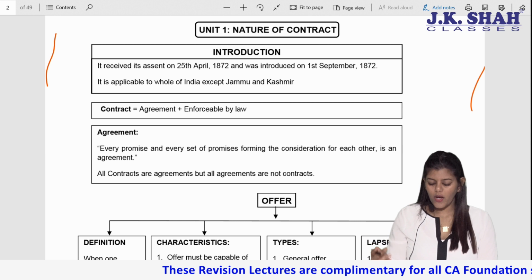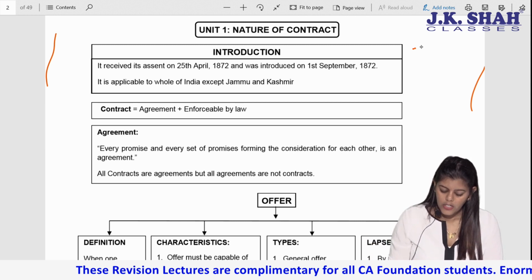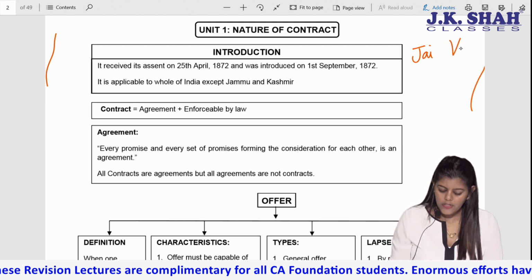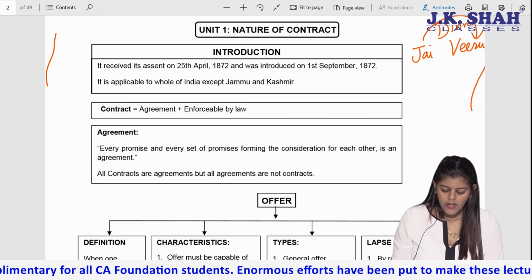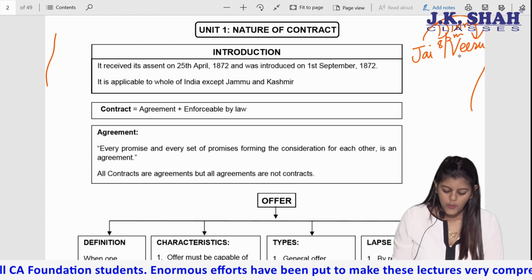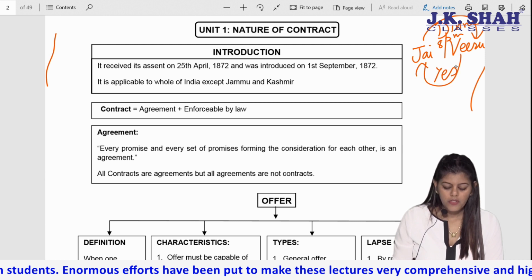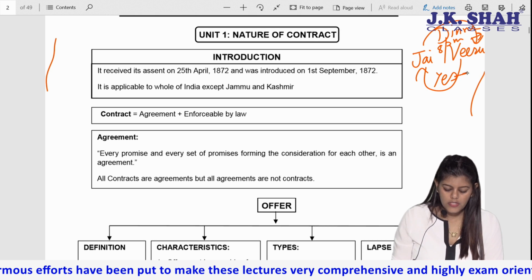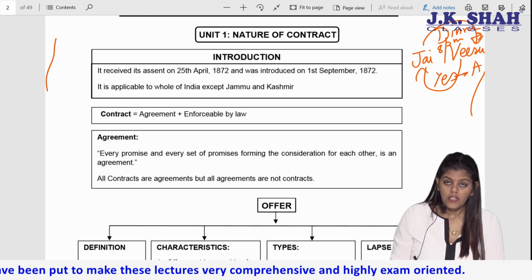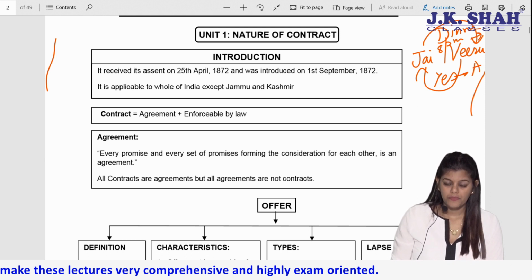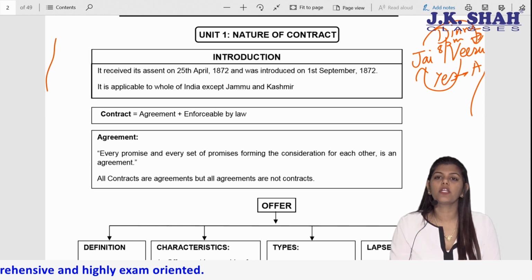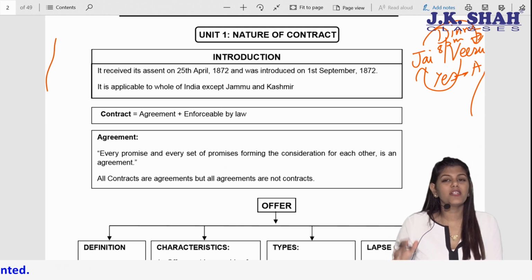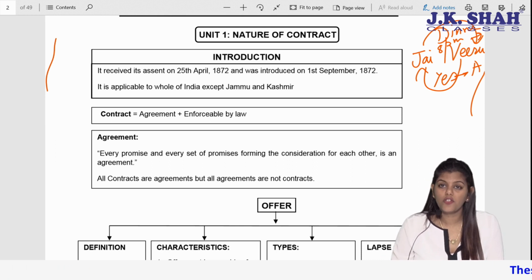If I give you one simple example, Jay is going to Viru and he is offering him dinner at 8 p.m. Viru is like, fine, I'll come. So this is an offer, this is an acceptance, therefore the whole thing is an agreement. But if he does not go for dinner, he cannot sue him, he cannot take him to the court. So it is not enforceable by law. So it's just an agreement, but it is not a contract.